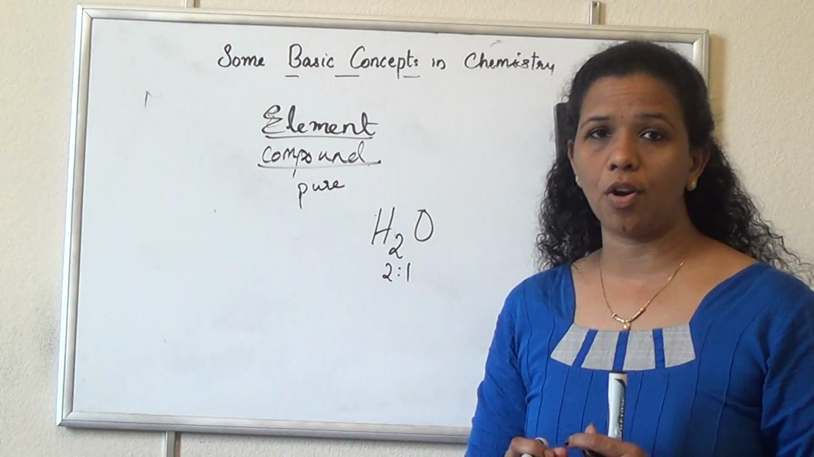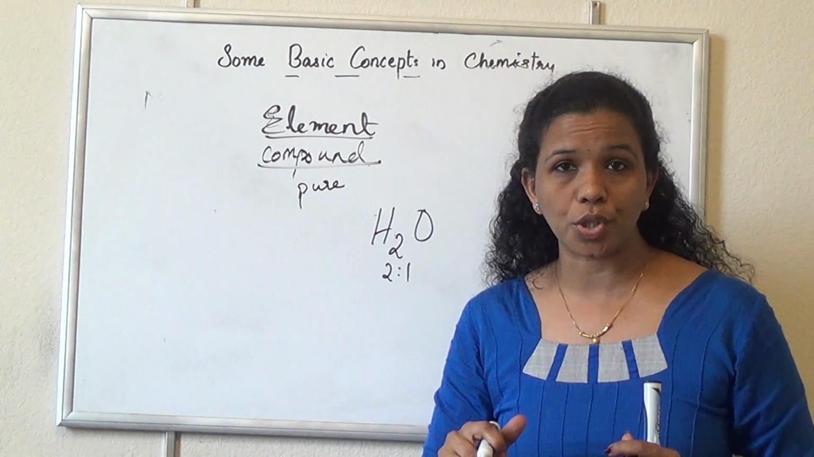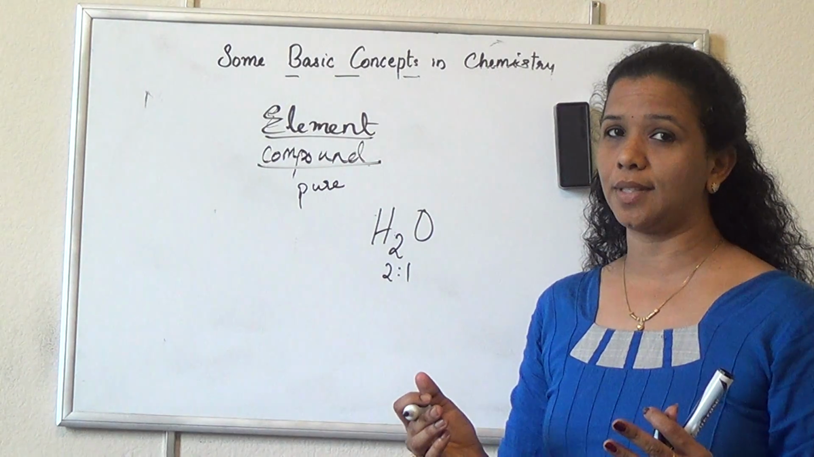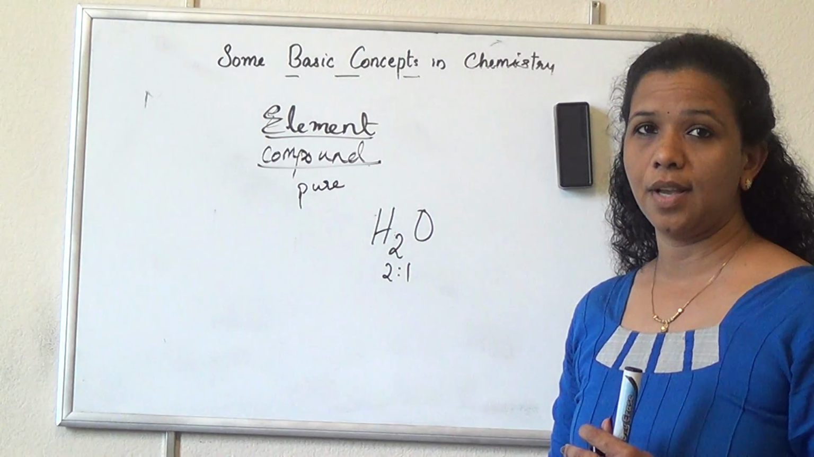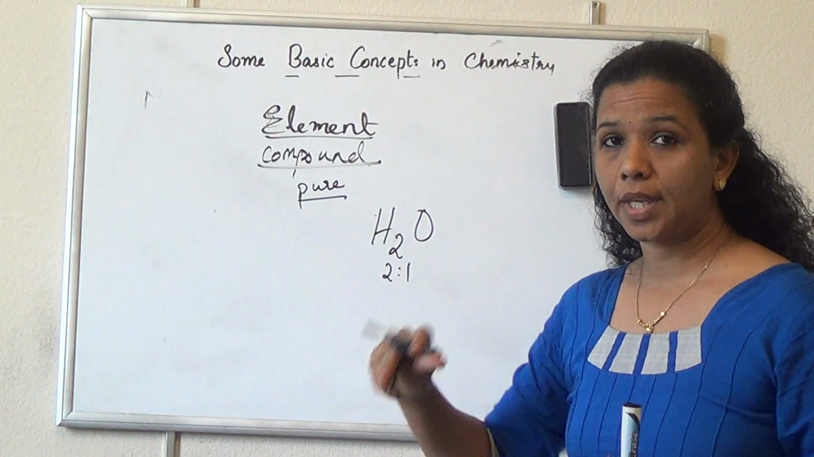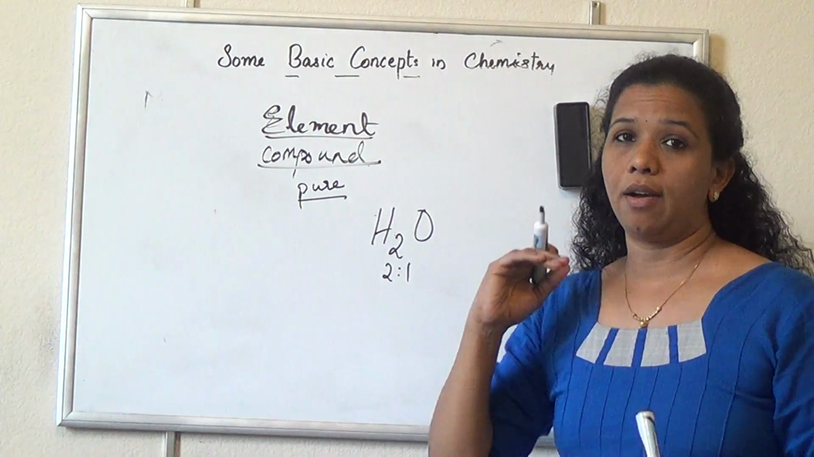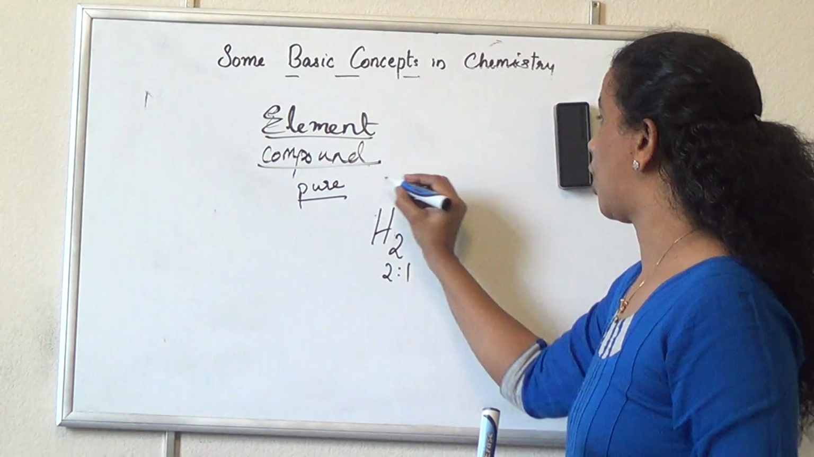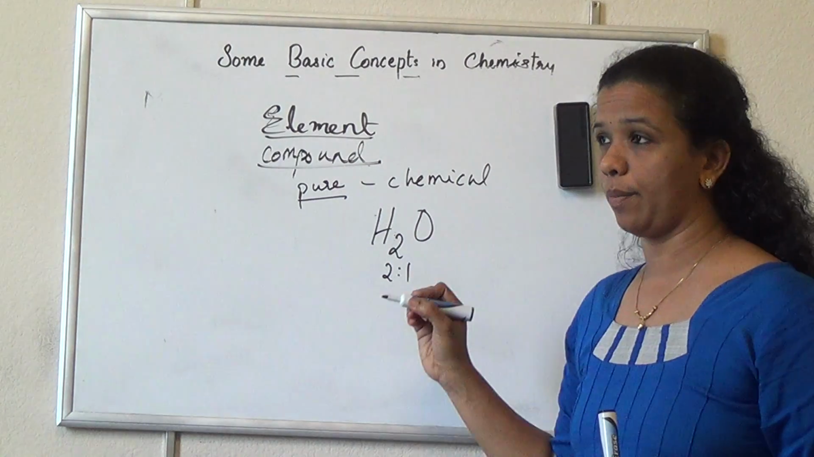So we can define compound. It is a pure substance formed by the chemical combination of 2 or more elements in a fixed ratio of their mass. We have to stress these 2 points. It is a pure substance formed by the chemical combination of 2 or more elements.